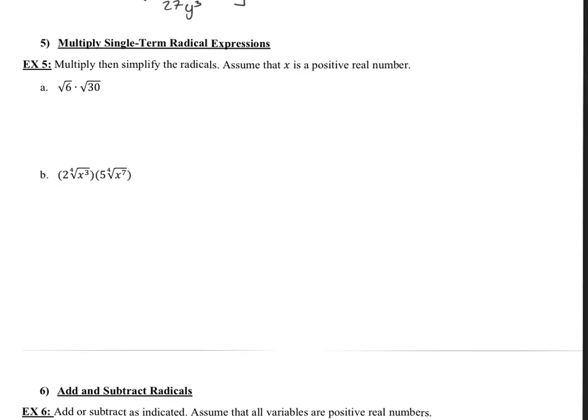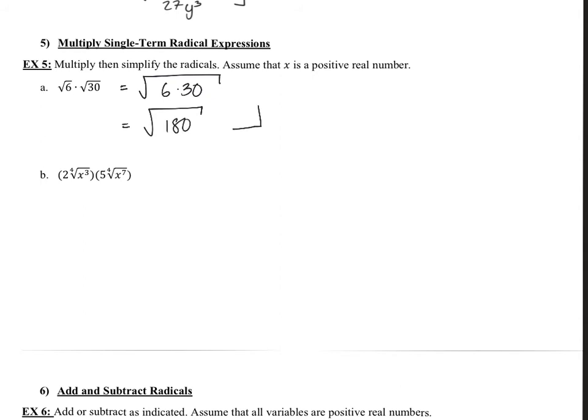So let's look at the next one, part 5. Multiply single-term radical expressions. For example 5, we're going to multiply, then simplify the radicals. Assume x is positive. For the first one, we have the square root of 6 times the square root of 30. We're going to use that rule we had before, where we combine them under the same radical. So that'll be 6 times 30. And 6 times 30 is, let's see, 6 times 3 is 18. Tack on the extra 0, 180.